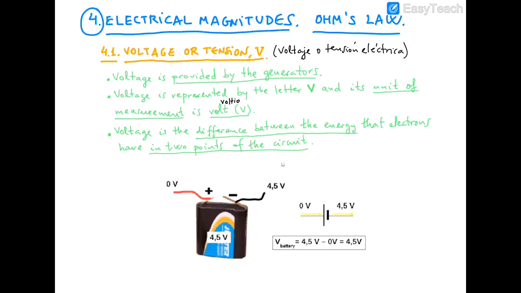Well, voltage is provided by the generators. In this example, it is a battery, a DC generator, but we already studied in the previous point that it can also be an AC generator, okay?